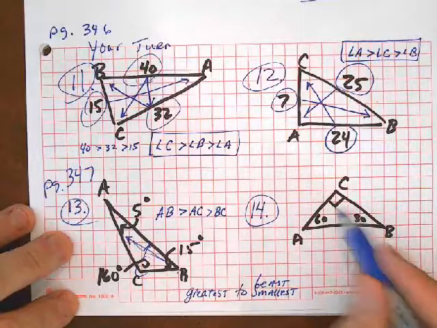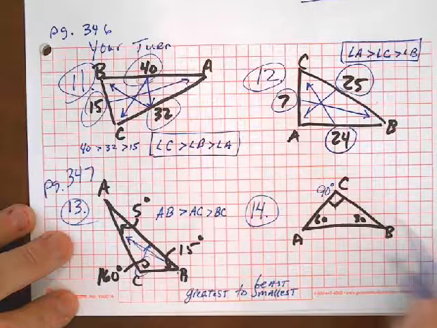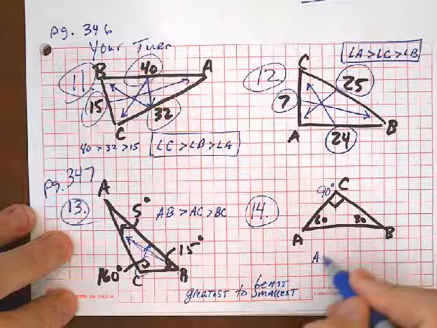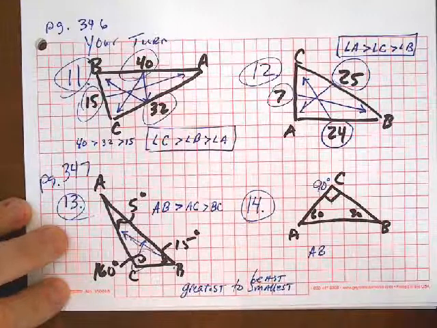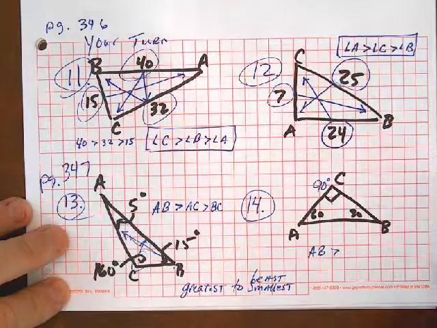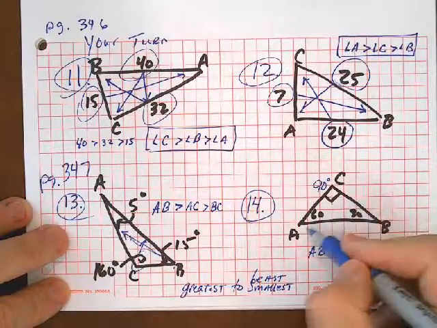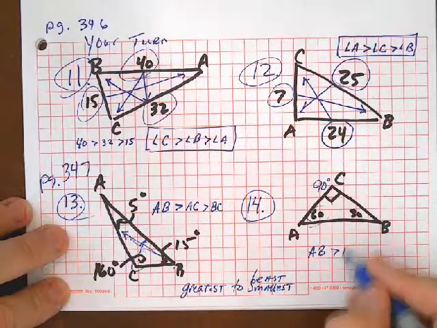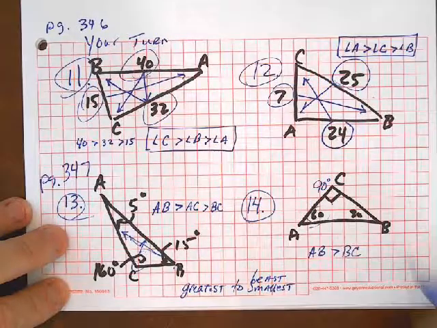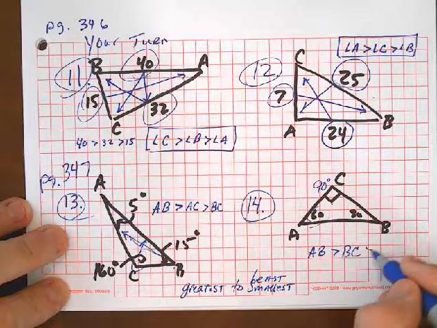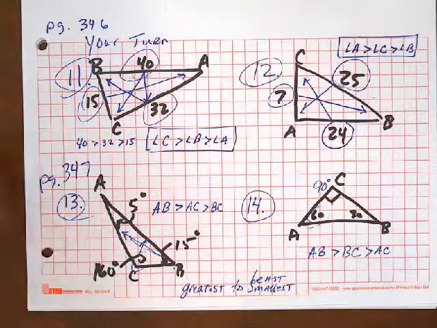Well, this symbol right here tells me that it's 90 degrees, so the side opposite would be AB, and then that is greater than the side opposite the 60, which is BC, and then the side opposite the 30, which is AC. All right.